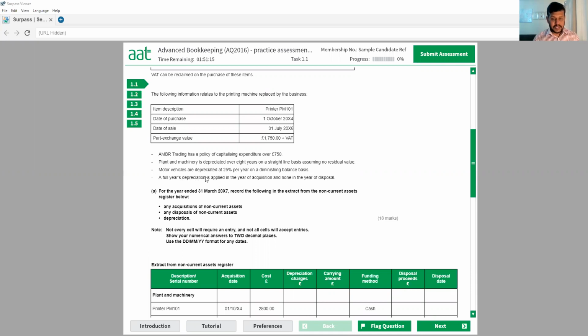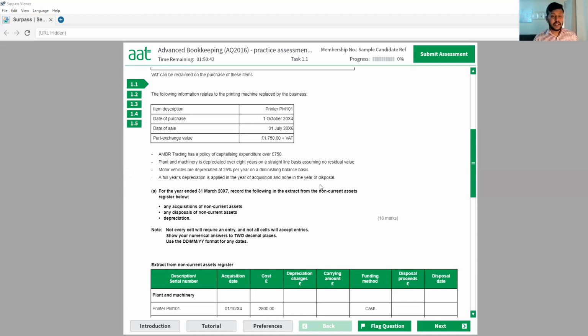Motor vehicles are depreciated at 25% per year on a diminishing balance basis. So all the motor vehicles we have to depreciate at 25% per year on a diminishing balance. That means the reducing balance, so every year it will be reduced. So we already know what the diminishing balance is, and we have to use the 25% on the balancing amount every year.